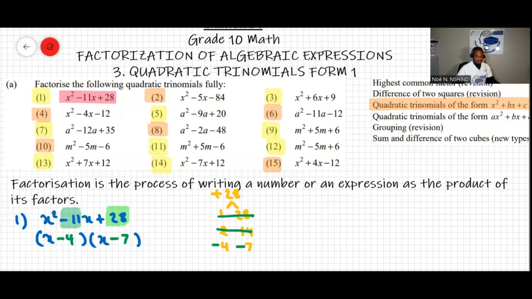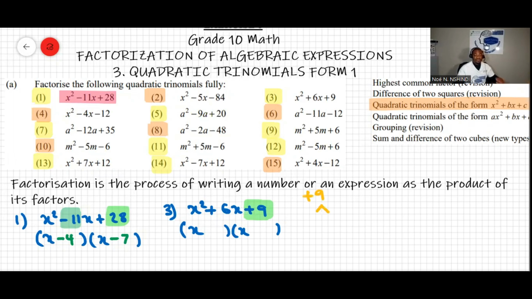I'm going to erase this. Now let's do the second question. It was question 3. Here we have x squared plus 6x plus 9. Now again, same technique. When we have this form, when there is no coefficient of x squared, we can just place x in the brackets. Now I will consider the last term of the expression, which is 9. So it's positive 9. I write positive 9 there.